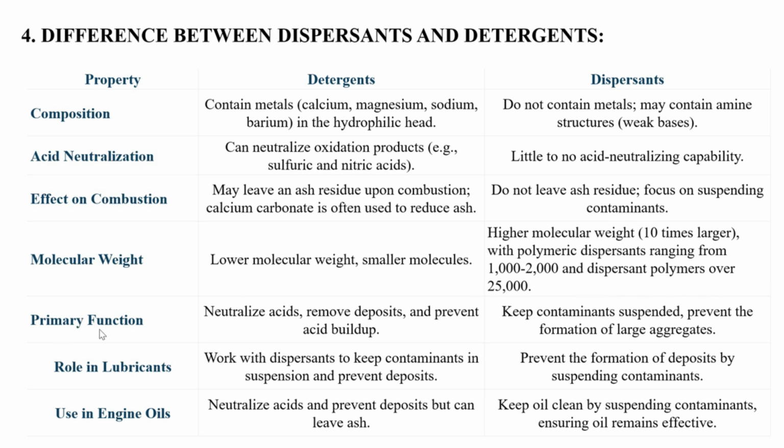Primary function: detergents neutralize acids, remove deposits, and prevent acid buildup, whereas dispersants keep the contaminants suspended and prevent the formation of larger aggregates. The role in lubricants: detergents work with the dispersants to keep the contaminants in suspension and prevent deposits, while dispersants prevent the formation of deposits by suspending contaminants.